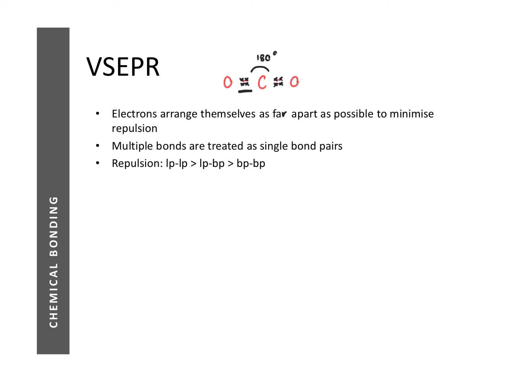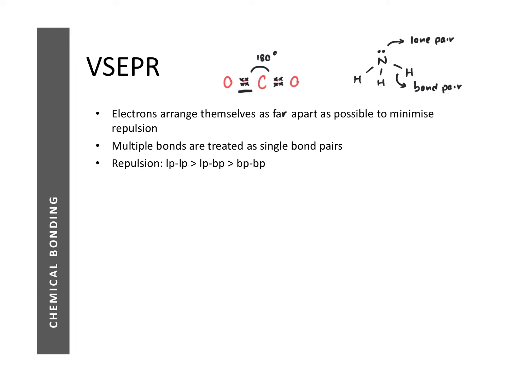In VSEPR, there's also something called a lone pair. What is a lone pair? We find them in molecules like ammonia. If you draw the Lewis structure of ammonia, you find that there is a pair of non-bonding electrons on the nitrogen atom. We call this a lone pair, because it is not involved in bonding. The electrons that are found in covalent bonds, we call them bond pairs.